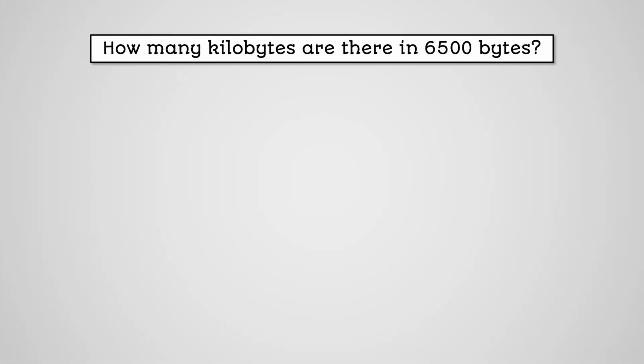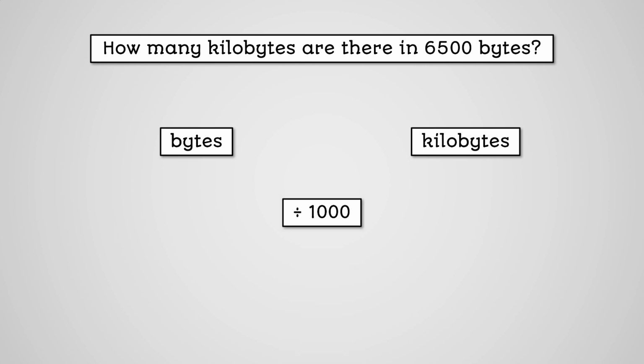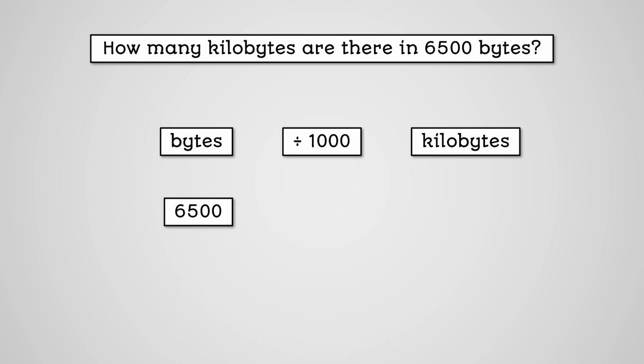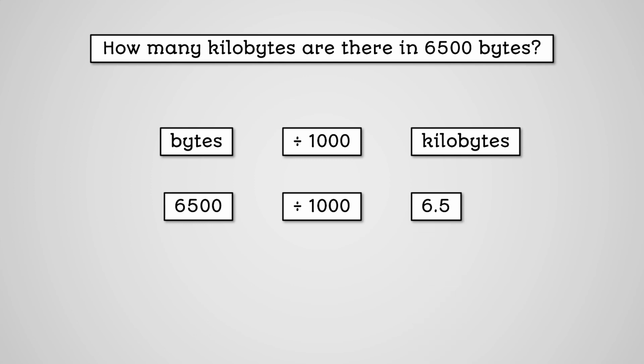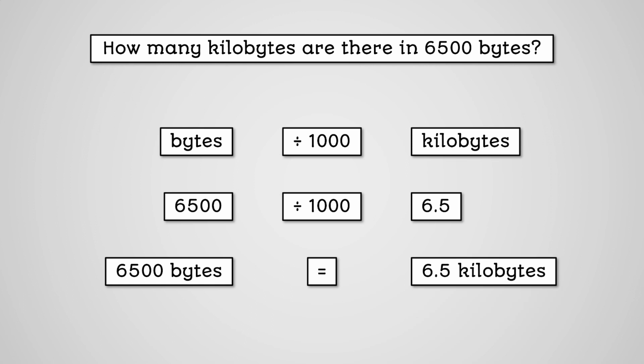Let's now try and do the reverse. How many kilobytes are there in 6,500 bytes? To move from bytes to kilobytes, we need to divide by 1,000. 6,500 divided by 1,000 is 6.5. So 6,500 bytes is equal to 6.5 kilobytes.